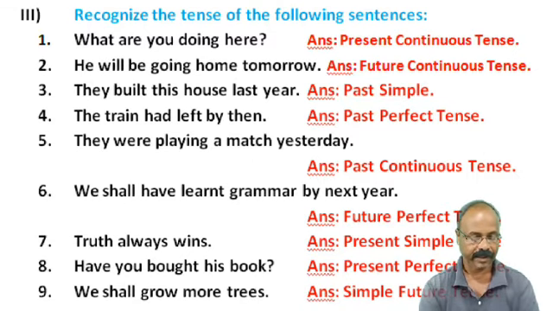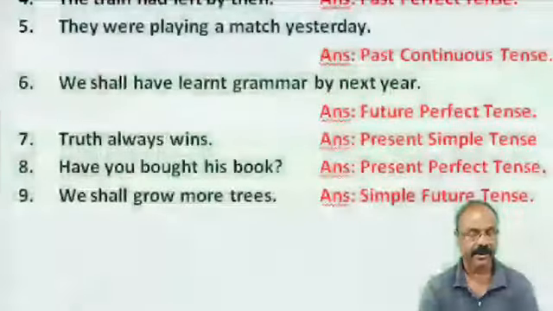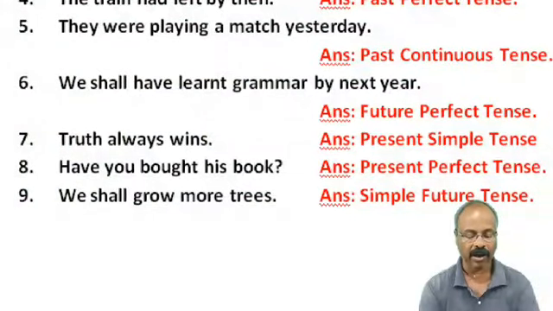Number five, they were playing a match yesterday. This is past continuous tense. Number six, we shall have learned grammar by next year. This is future perfect tense.